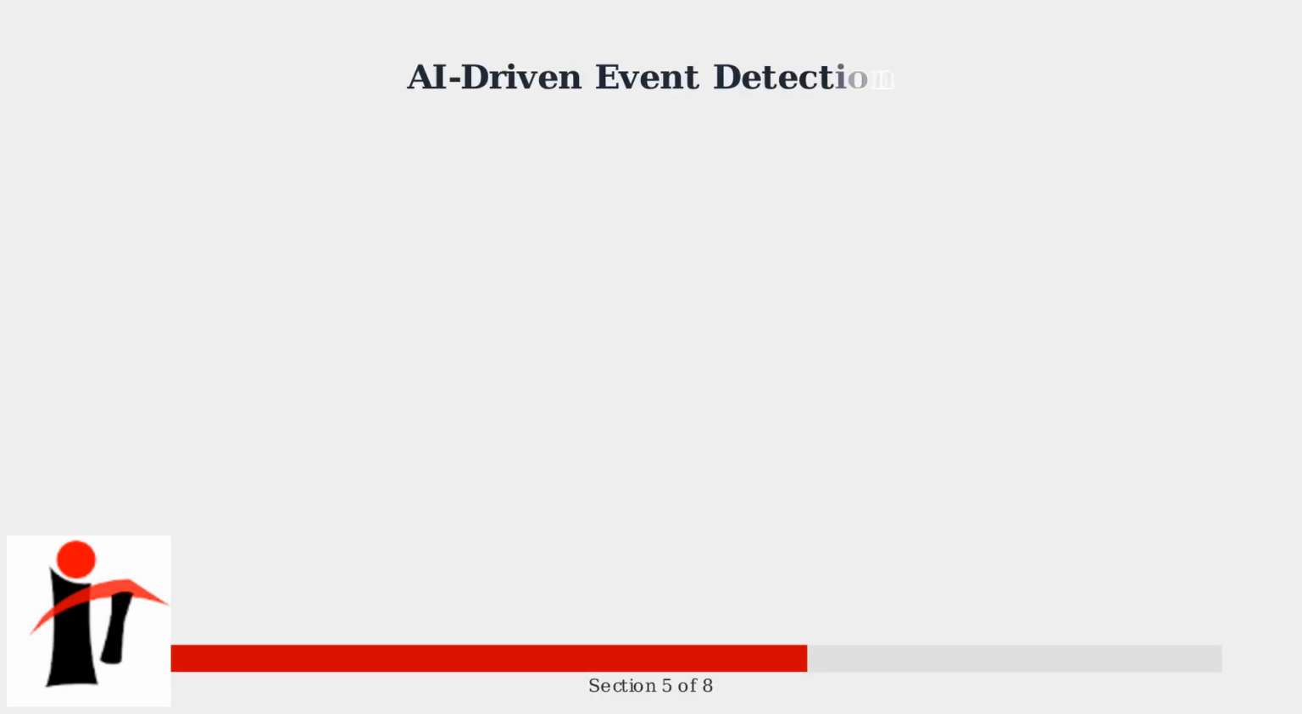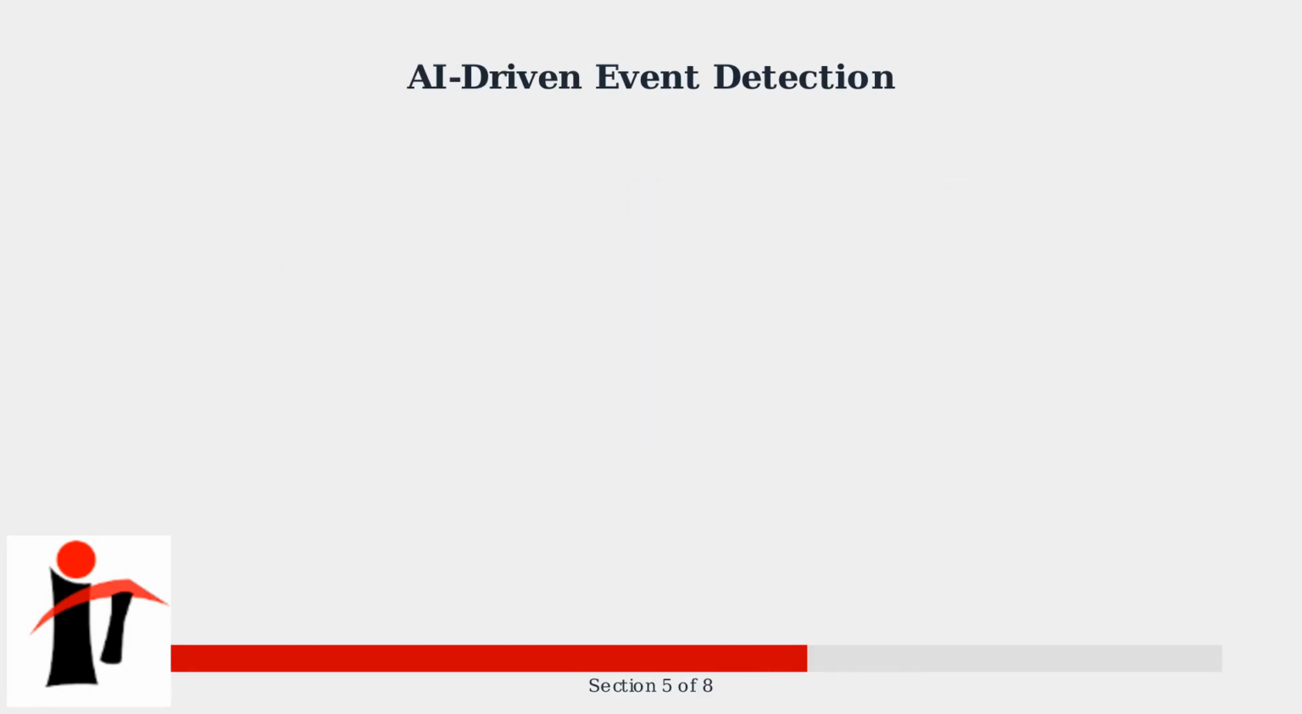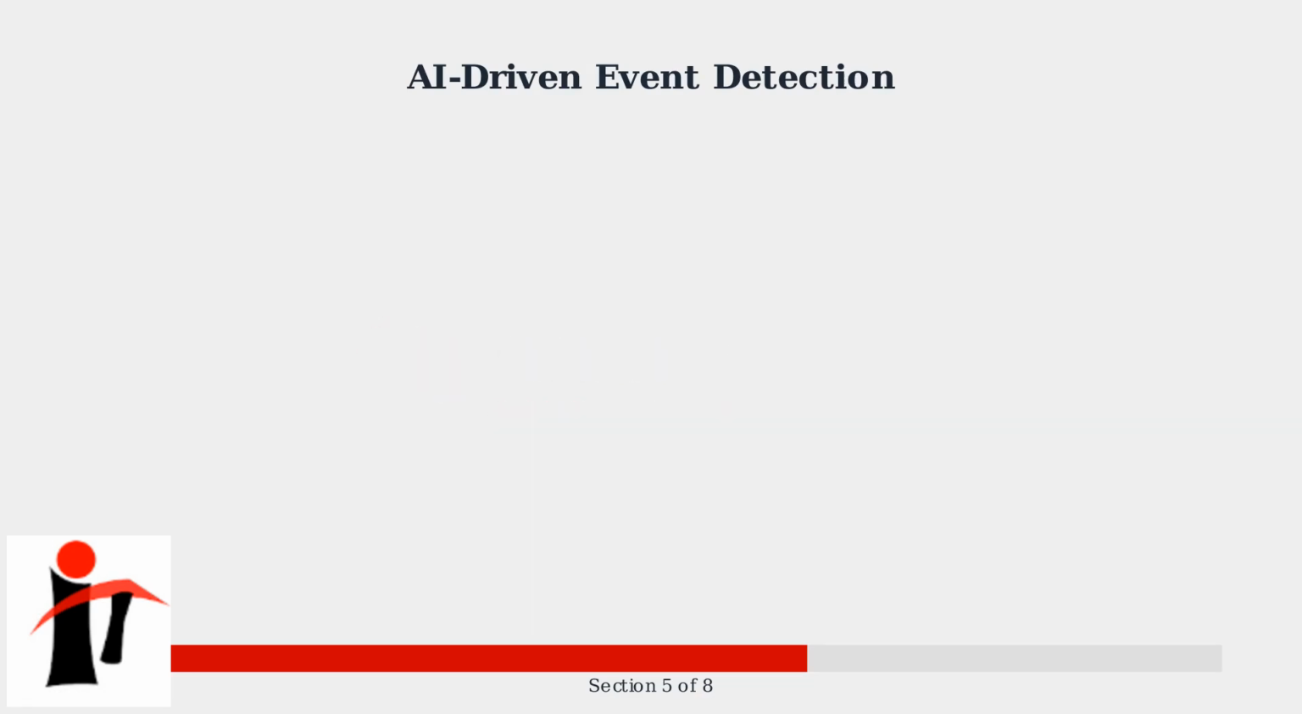Tesla is integrating artificial intelligence to automatically detect incidents like collisions or vandalism, prompting quick save options for dashcam footage. This AI feature, enhanced by full self-driving updates, uses neural networks to identify potential incidents in real time. When an incident is detected, such as a collision, the system automatically prompts users to save relevant dashcam clips.